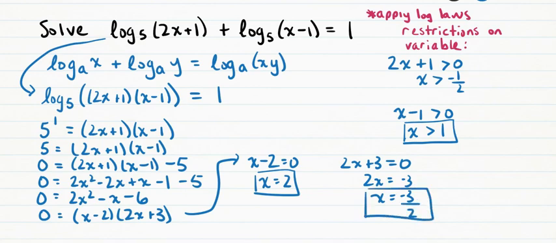So now we go back and consider these solutions with our restriction that x is greater than 1. And we notice that this second solution does not satisfy that condition that x is greater than 1, but the first solution does. So at the end we say, therefore, x equals 2 is the solution to this equation.